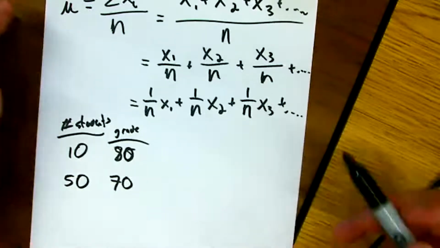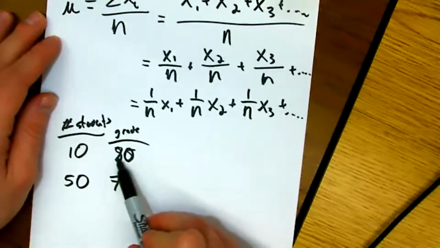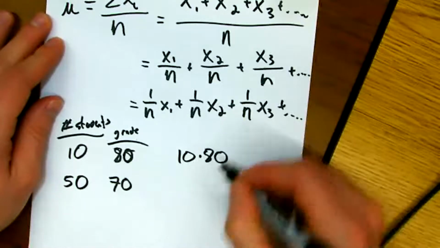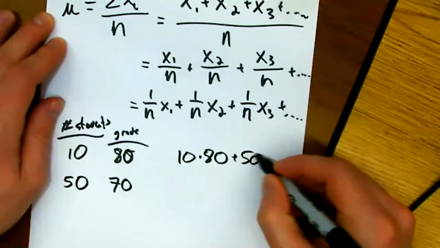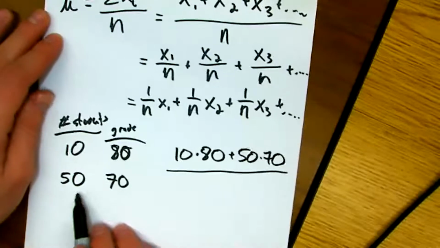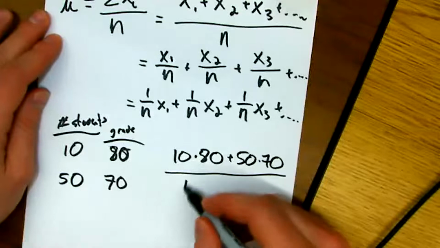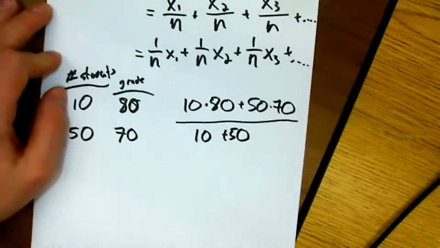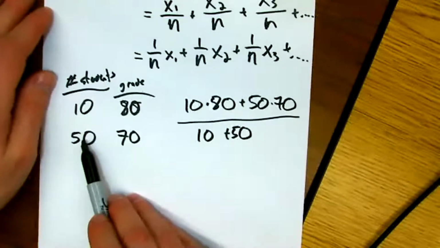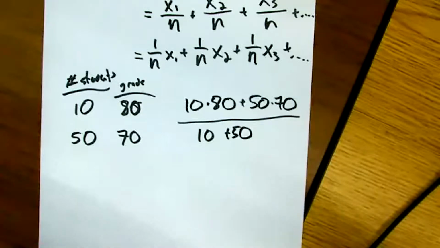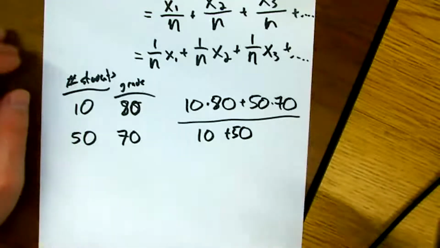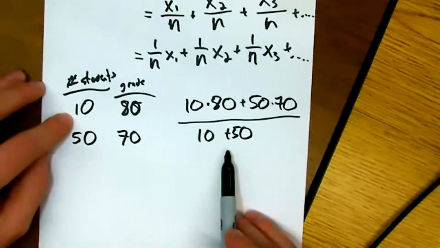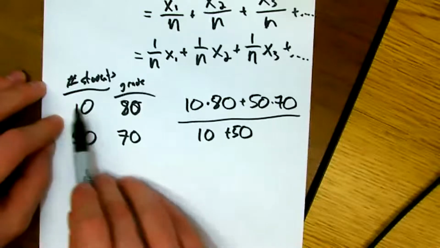So what I would do is take the variable I'm interested in and multiply by the weight. I'll write this out: 10 times 80, add to that the next group, 50 times 70, and then divide by the sum of my weights, so 10 plus 50. Another way to think about this is, how many total students do I have across these two observations? There are two classes, 60 students, so really this first one should represent 10 out of 60 students.